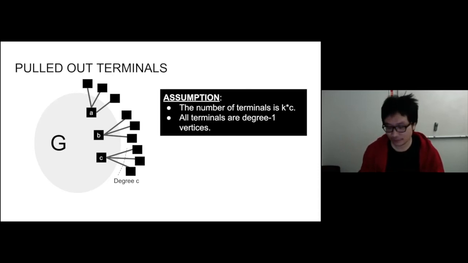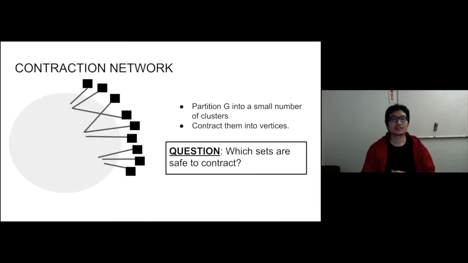Okay, so I'm not going to prove this, but you can assume that there are K times C terminals. All terminals are degree 1 vertices, and they are pulled out. Like the whole thing is a cluster, and the terminals are outside. And the mimicking network that I'm looking for looks like this.